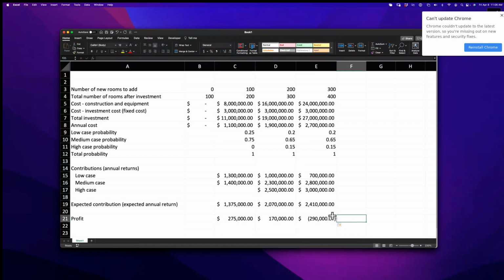Okay, so option 3 is a loss actually, because in parentheses means it's negative, so that's negative 2,900. So you're paying 2.7 million per annum, but only getting back on average 2.4 million. That's why it's a negative. Here we're going to be gaining 170,000. Here we're gaining 275,000.